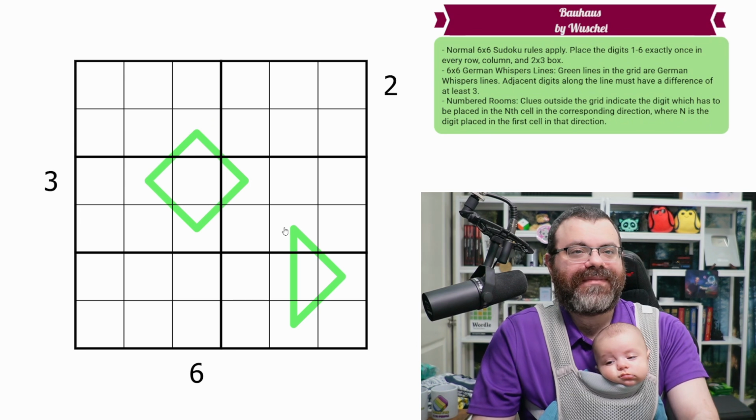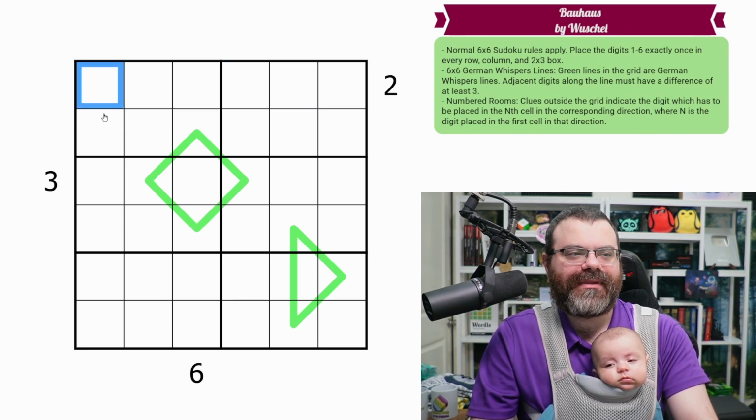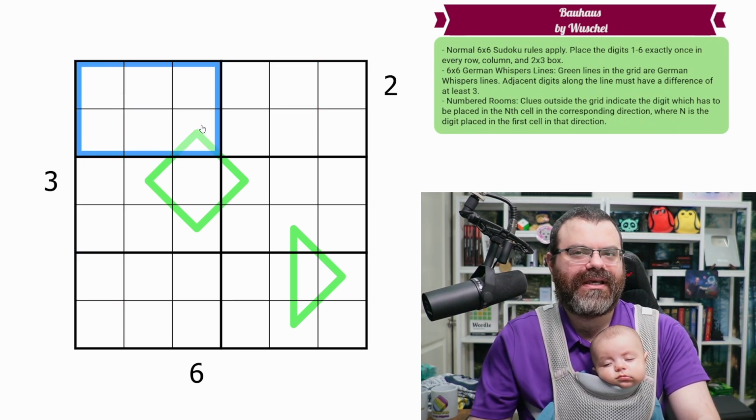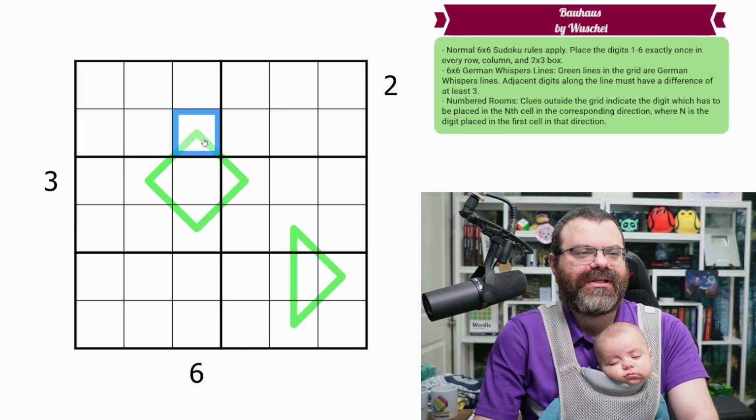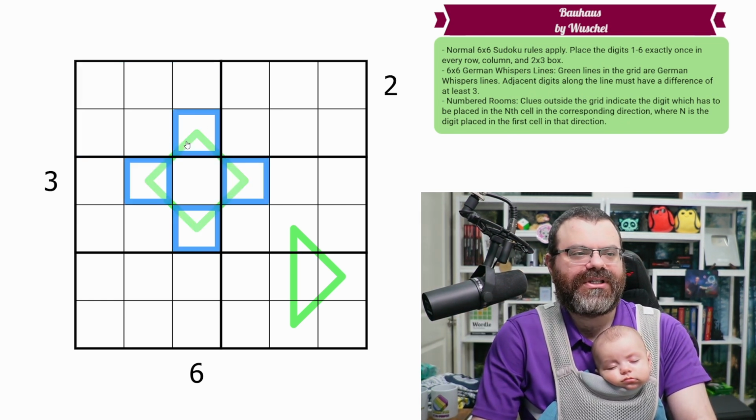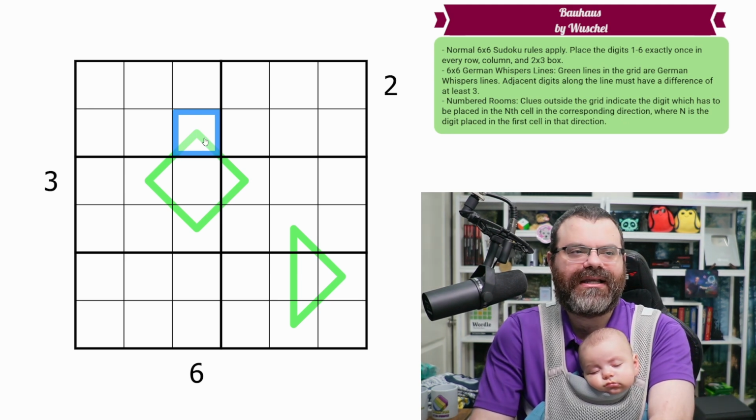So we have normal 6x6 Sudoku rules, meaning in every row, every column, and every 2x3 box, we are placing the digits 1 to 6 exactly once each. We also have these green lines in the grid. These are German whisper lines. The way these work is adjacent digits on the line have to have a difference of at least 3.